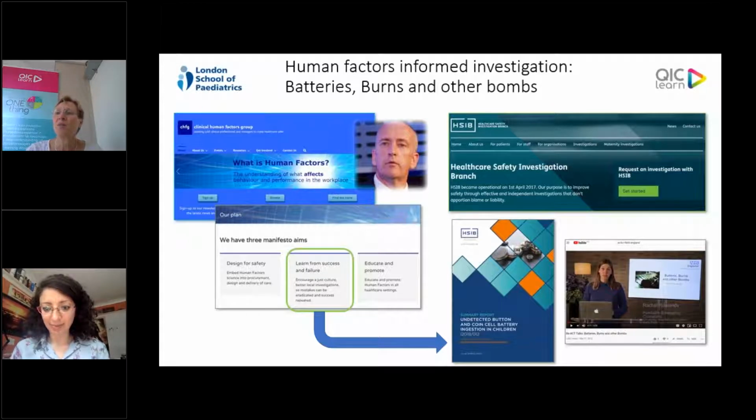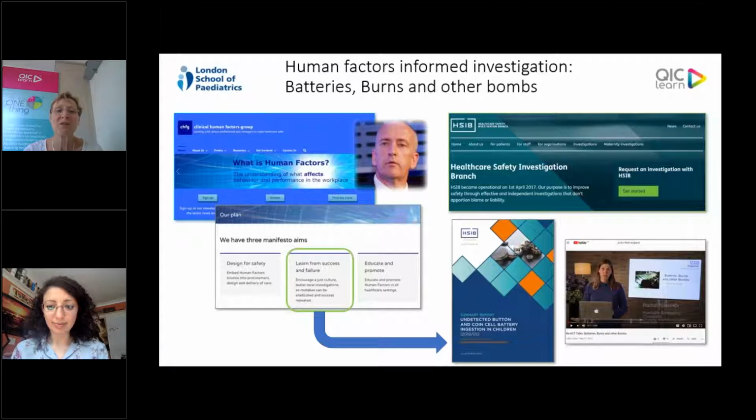And it was through the campaigning in a large part that we were able to get an independent investigation body created in 2017 called the Health and Safety Investigation Branch. And this organisation uses the types of industry standard approaches informed by human factors and ergonomics to undertake investigations.